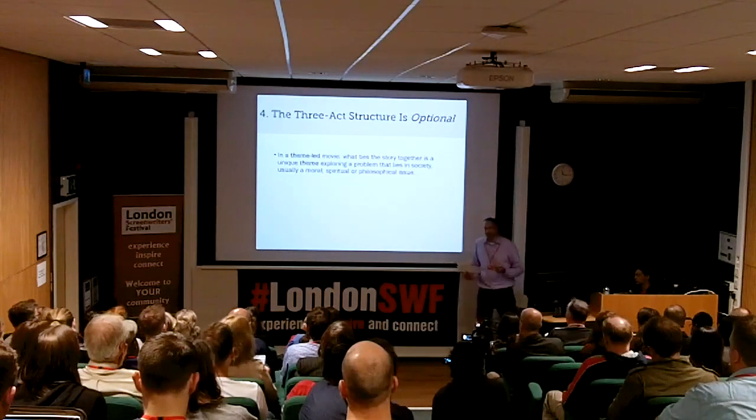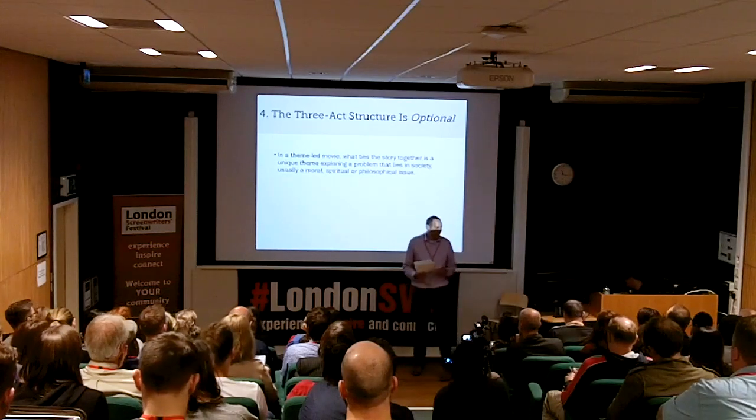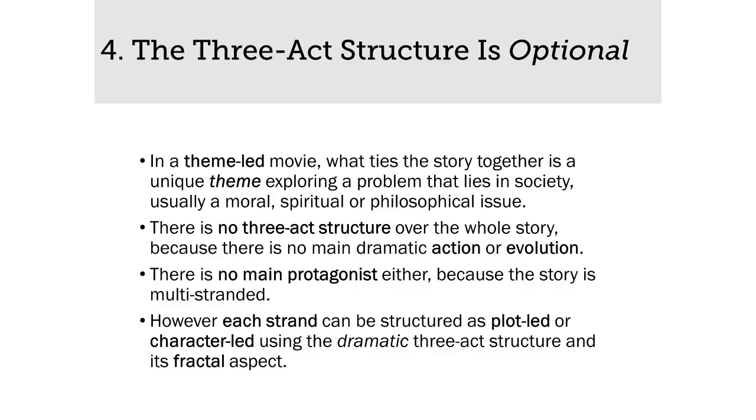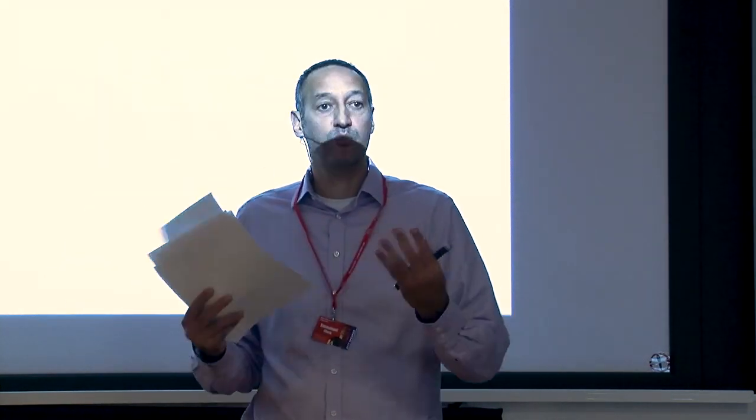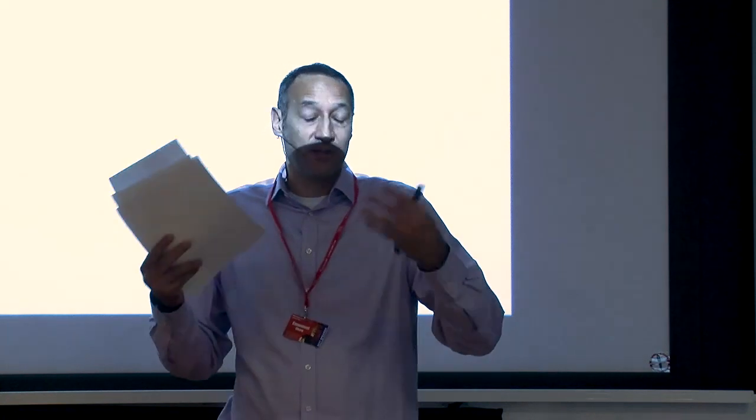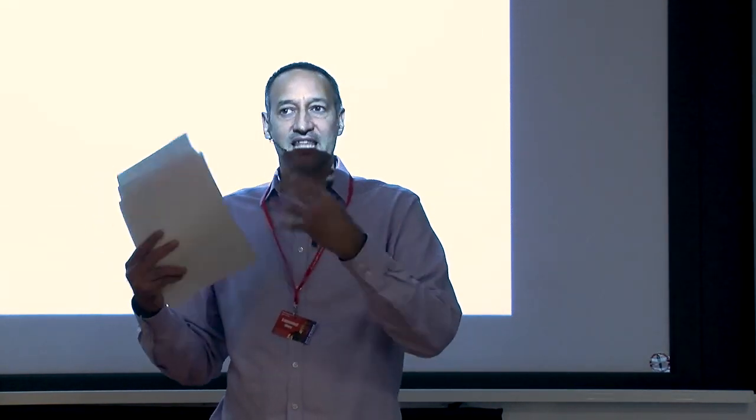Now, in a theme-led movie, which is the last of the three main story types, what ties the story together is a unique theme, which explores a problem that usually lies in society, and it's very often a moral, spiritual, or philosophical issue. For example, if we talk about thrillers, an example of that would be Traffic. It's about the drug problem in society, how it threatens to destroy Occidental societies, and what that usually does when the theme is that strong in a story, it splits the plot.